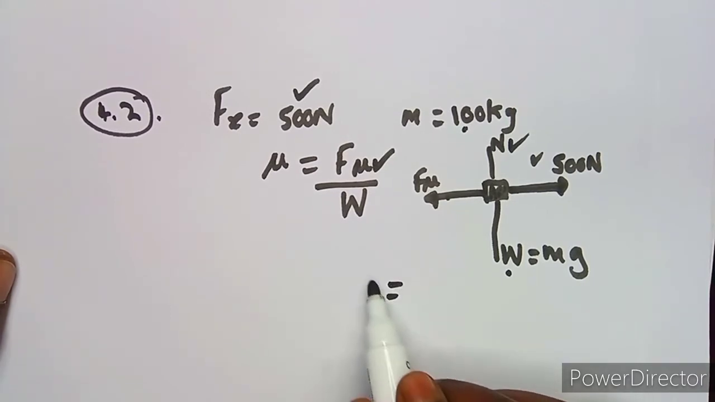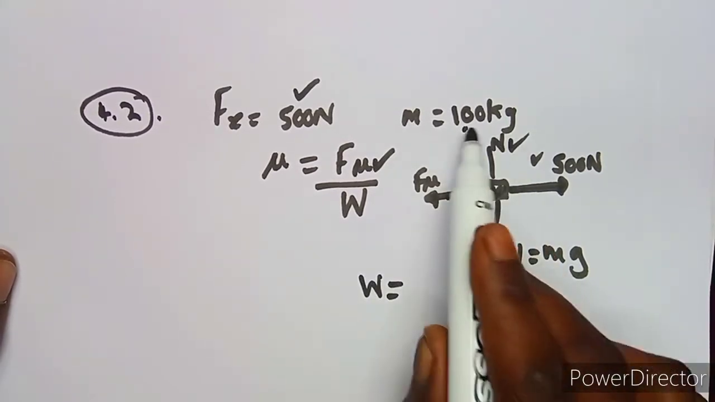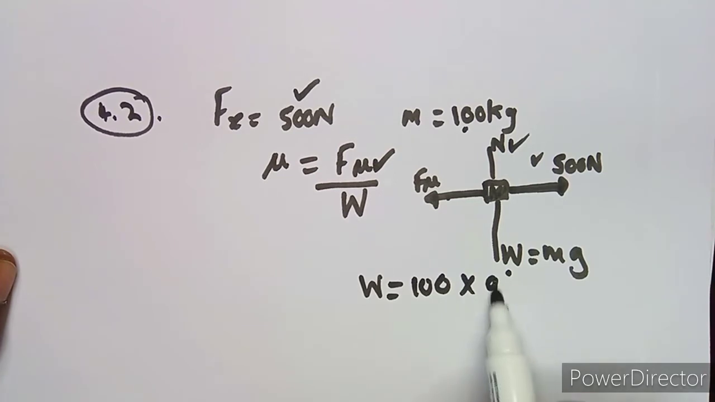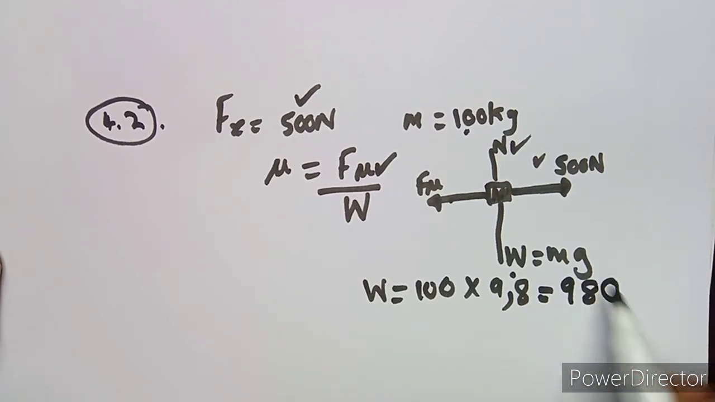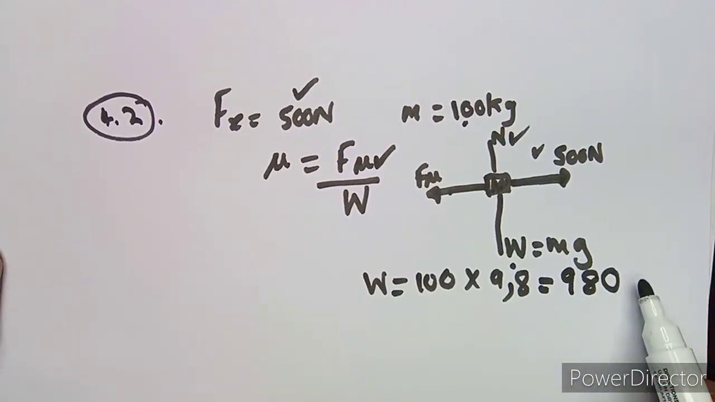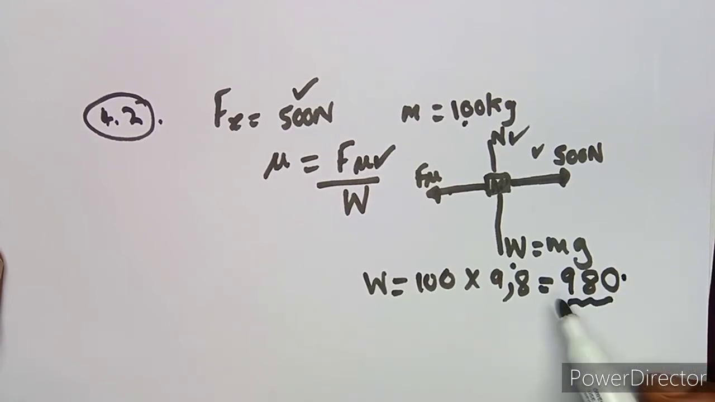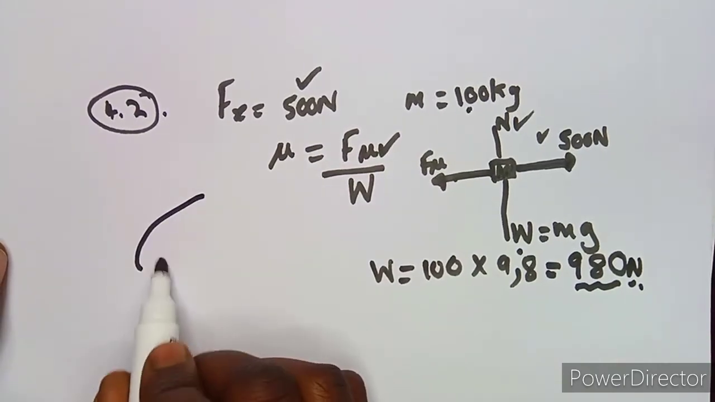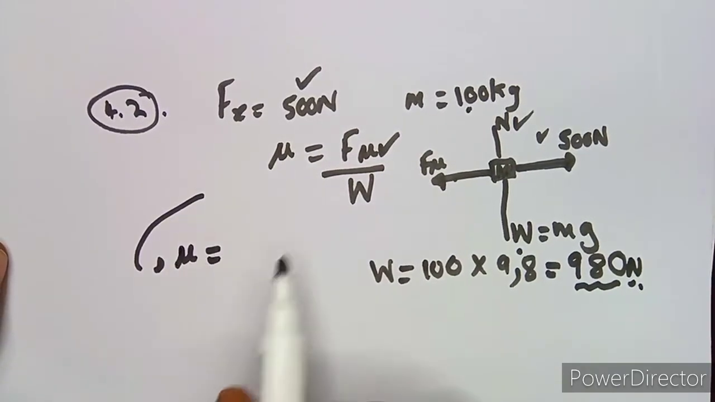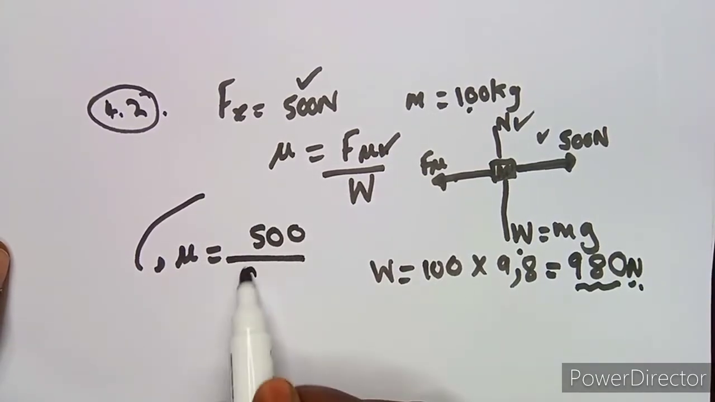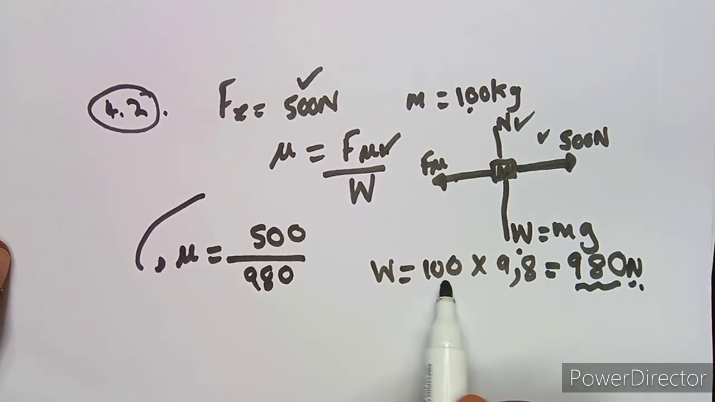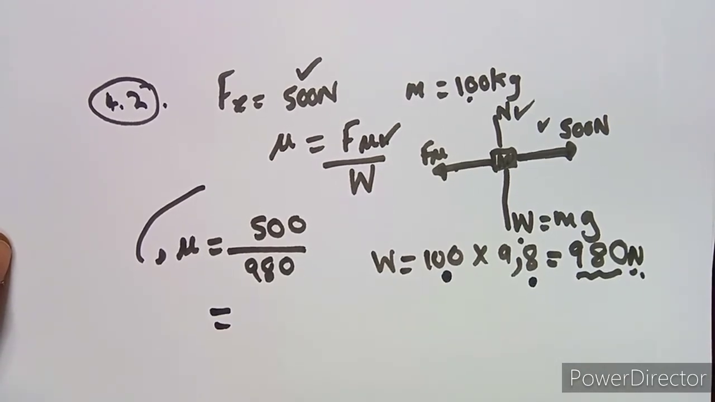From the weight we've got mg, which is 100 times 9.8. If you multiply these, you're going to obtain 980. This is what you're going to have as the weight there, which is just mg in newtons. So we can substitute here to find the coefficient of friction, which is 500 over 980, or you can just use 100 times 9.8. It's still one and the same thing.